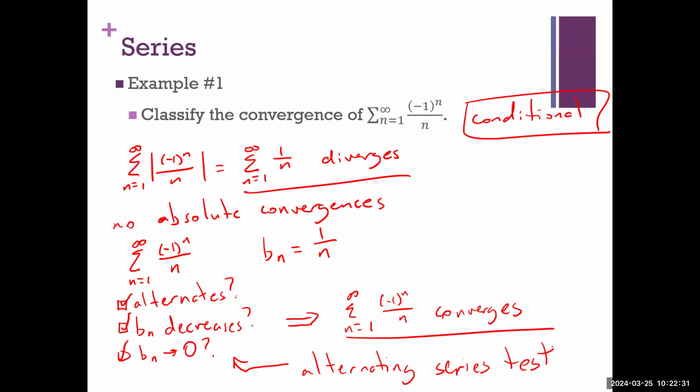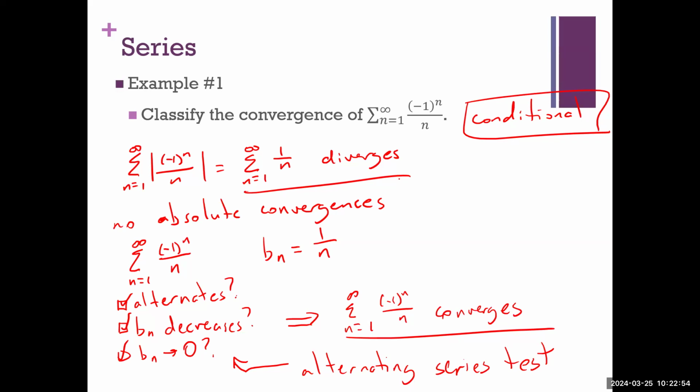So if you get a question on the same test, we go absolute, conditional. So it either converges absolutely, converges conditionally, or it diverges. So yeah, there are no sub-classifications of divergence. It's just divergence.